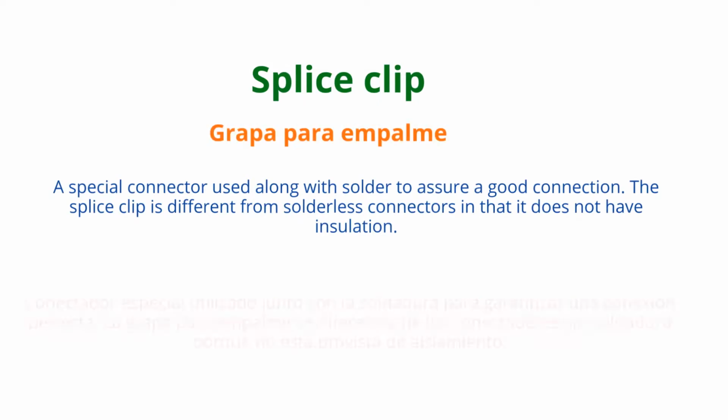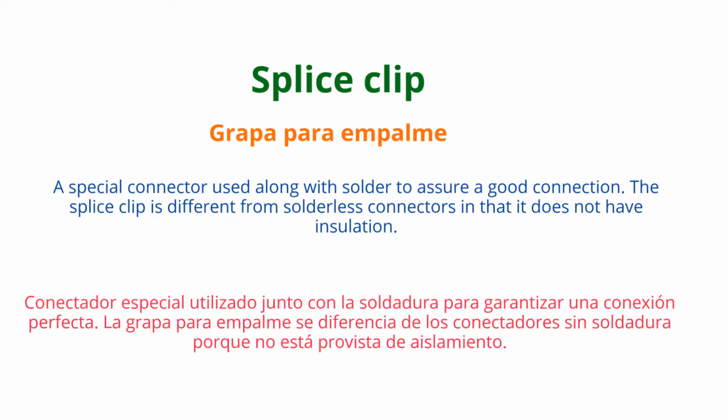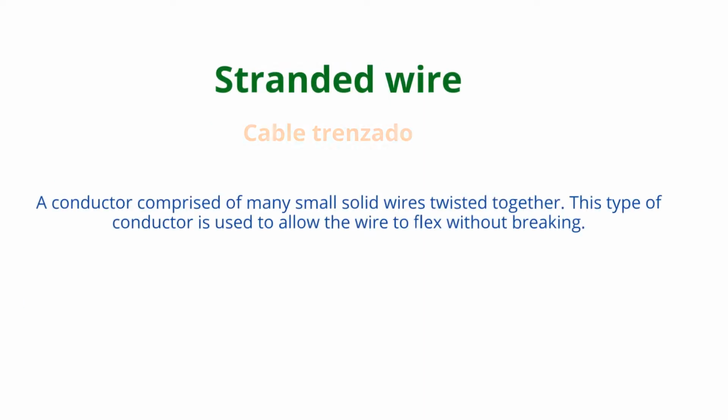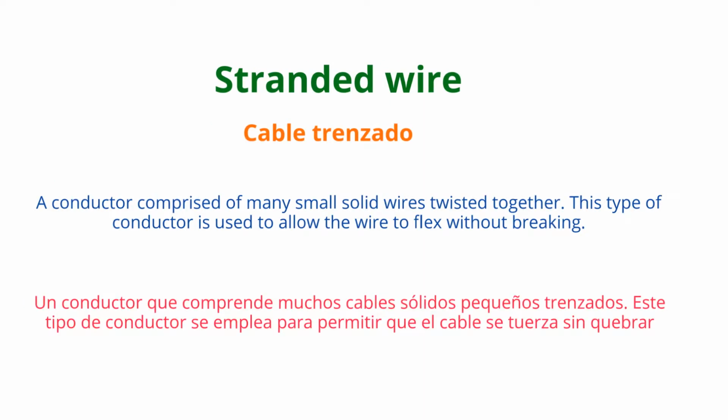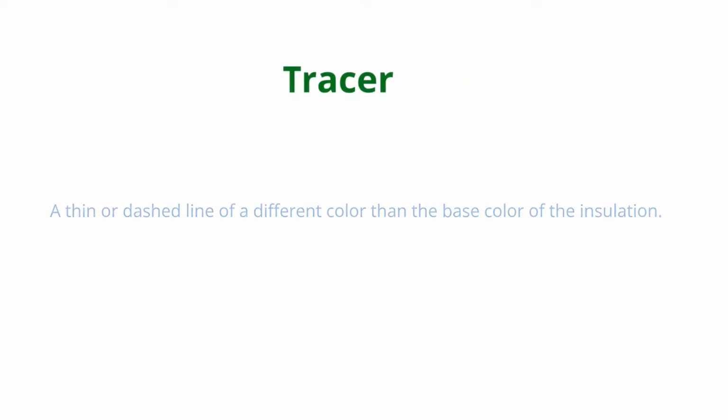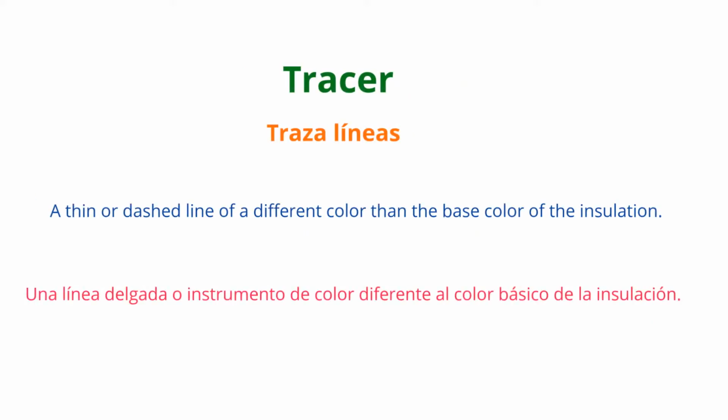Splice clip. A special connector used along with solder to assure good connection. The splice clip is different from solderless connectors in that it does not have insulation. Stranded wire. A conductor comprised of many small solid wires twisted together. This type of conductor is used to allow the wire to flex without breaking. Tracer. A thin or dashed line of a different color than the base color of the insulation.